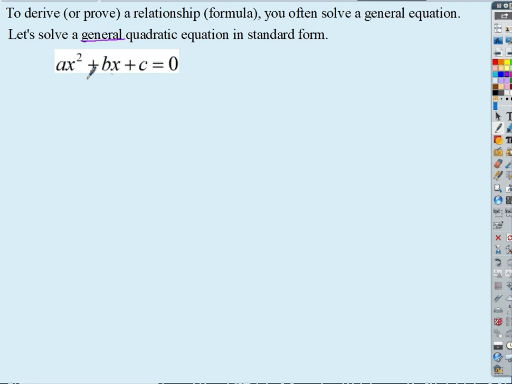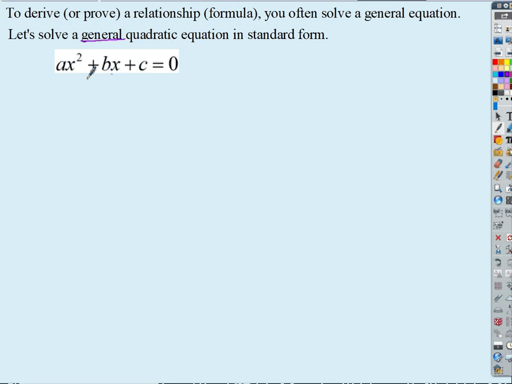A lot of times there's a trade-off when you're solving a general equation like this. If I want to derive a formula, there's a little bit more algebra to do. It's a little bit harder algebra, but you only have to do it one time. You don't have to do it every single time, right? You solve it once, and then we can use that output for every situation, okay?